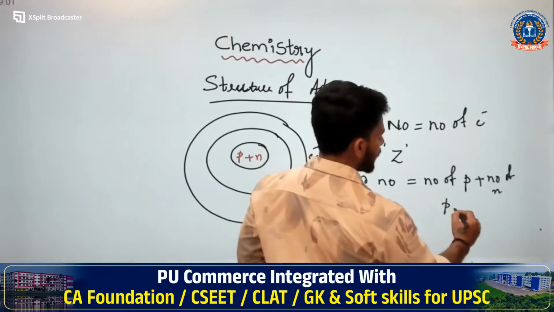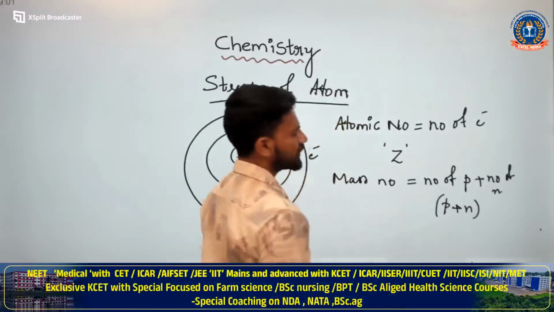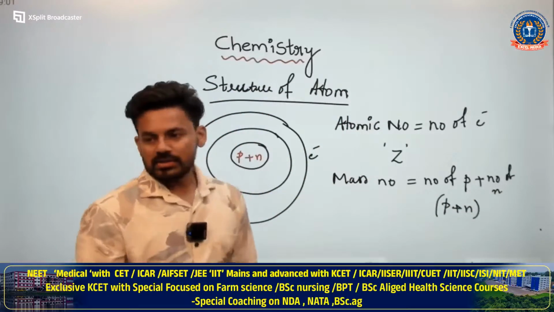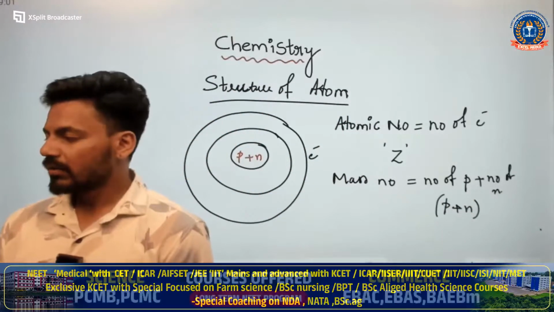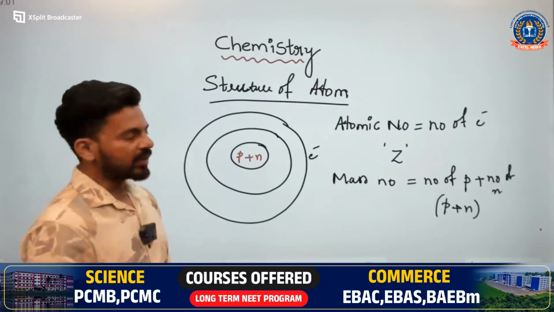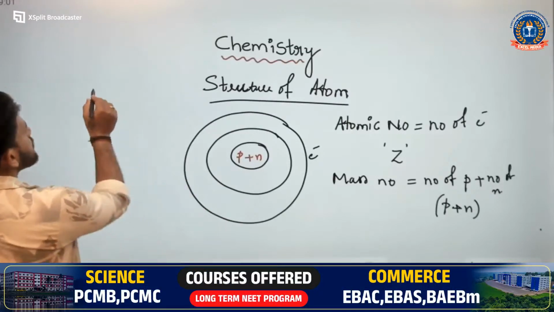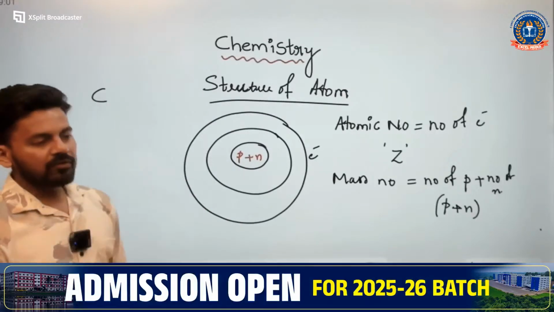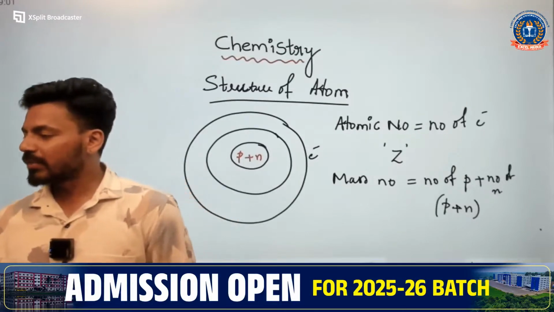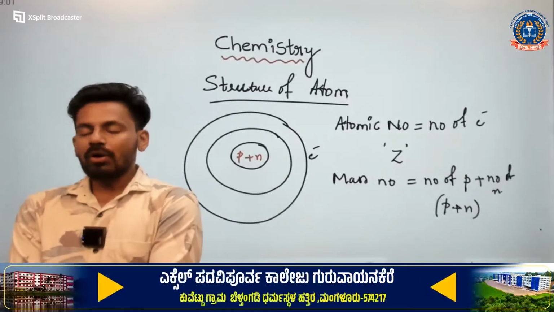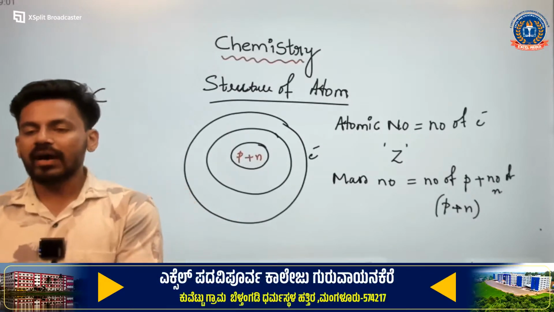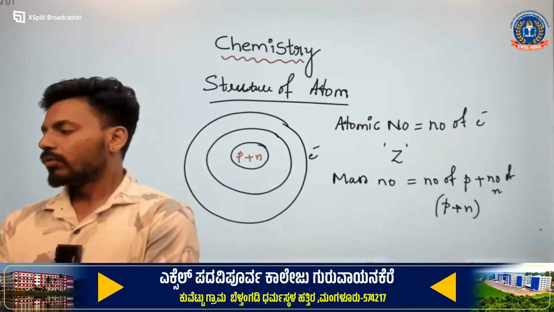Okay, so P plus N, P plus N. Okay, so can anybody tell me about carbon? What is the atomic number and mass number for carbon? The favorite element, very important element, carbon. Can anybody please? All these terms you have already studied in your lower classes.